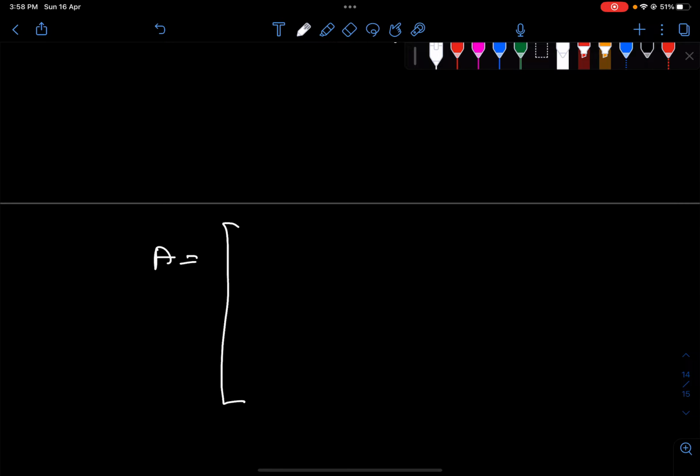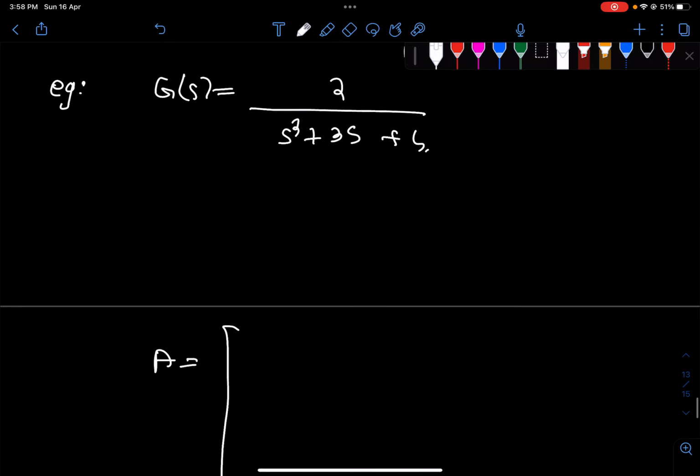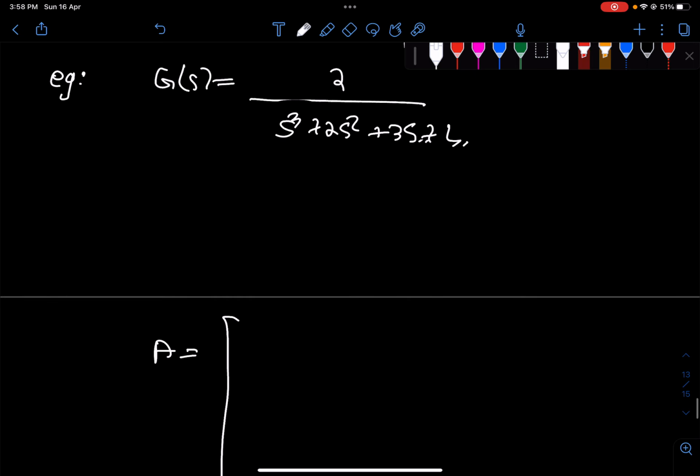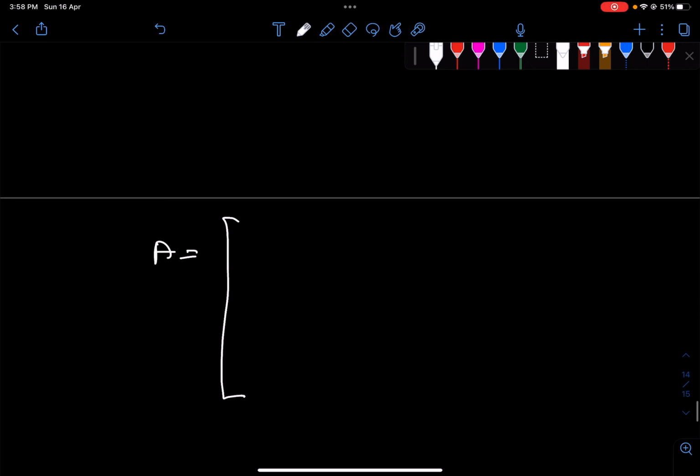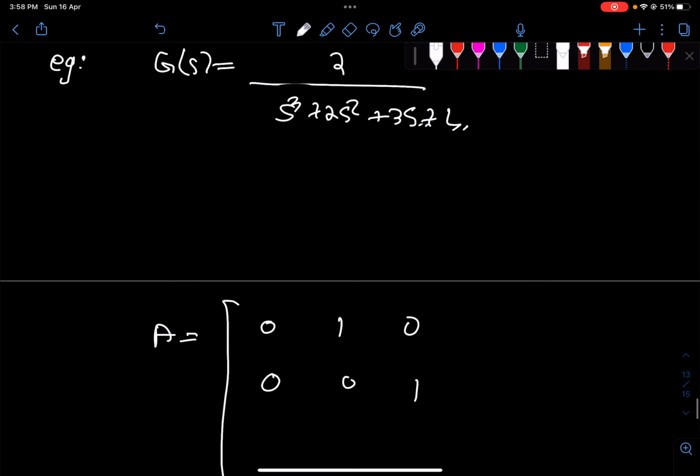Just easy, very easy. Say s cube plus 2s square plus 3s plus 4. What is the total order of the denominator? That's 3, right? So anyway we are having 3 state variables. So it is a 3 by 3 matrix. And first it is very easy. First start with the 0, then 0, 1, 0. Next row is what? 0, 0, 1. The last row is what?